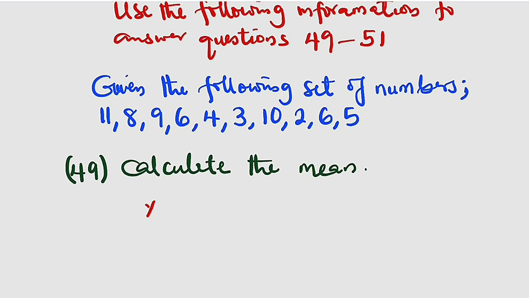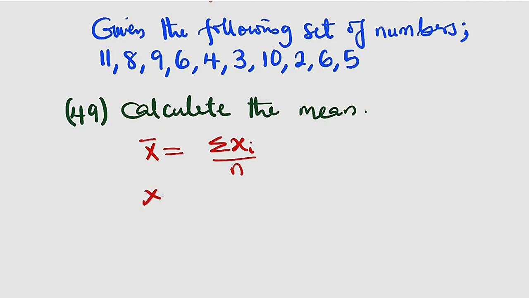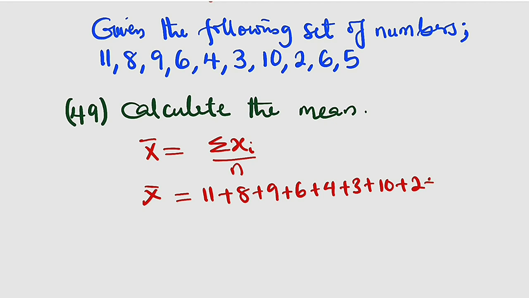Remember that the mean is equal to the summation of the xi's, all the items you have, divided by the number of items. This is x bar, sorry. And x bar will be equal to the sum of all of these numbers. We have 11 plus 8 plus 9 plus 6 plus 4 plus 3 plus 10 plus 2 plus 6 plus 5. Divide by the total numbers we have: 1, 2, 3, 4, 5, 6, 7, 8, 9, 10. They are 10 in number.